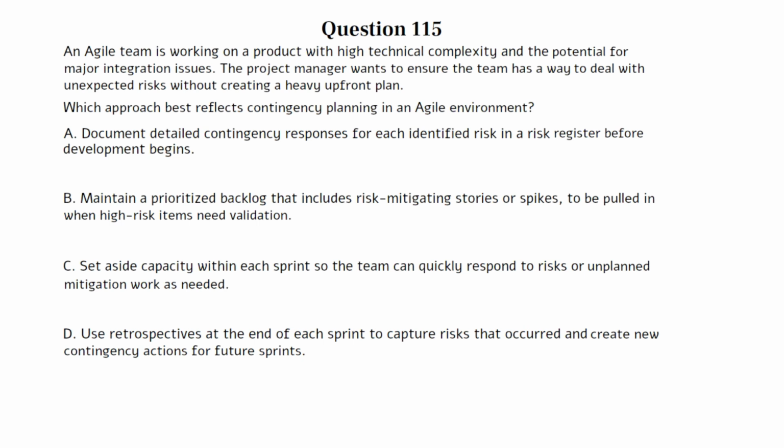A. Document detailed contingency responses for each identified risk in a risk register before development begins. B. Maintain a prioritized backlog that includes risk-mitigating stories or spikes to be pulled in when high-risk items need validation. C. Set aside capacity within each sprint so the team can quickly respond to risks or unplanned mitigation work as needed. D. Use retrospectives at the end of each sprint to capture risks that occurred and create new contingency actions for future sprints. You can pause the video here if you need more time to work on the question.